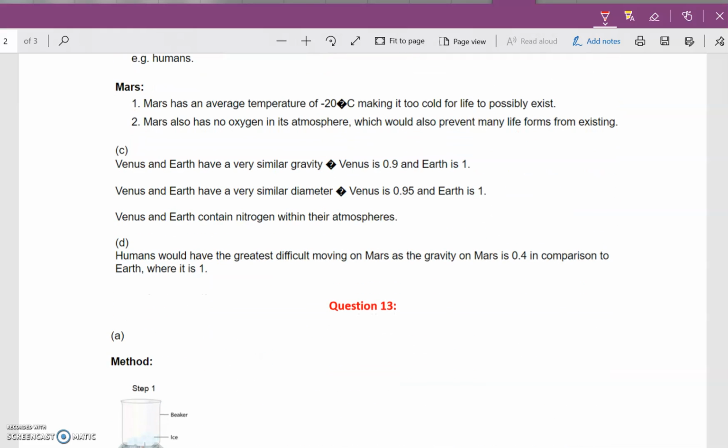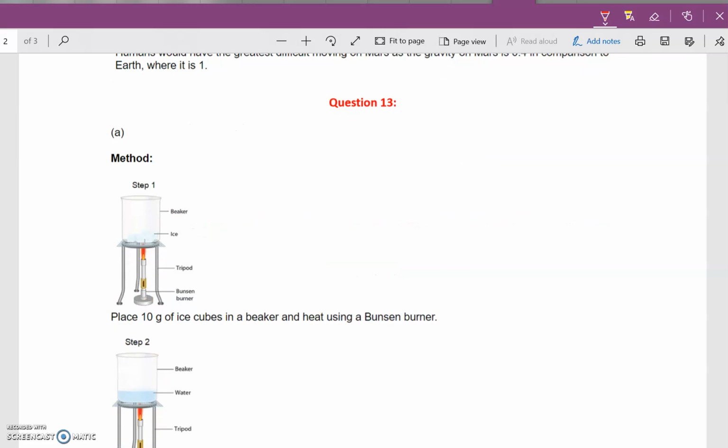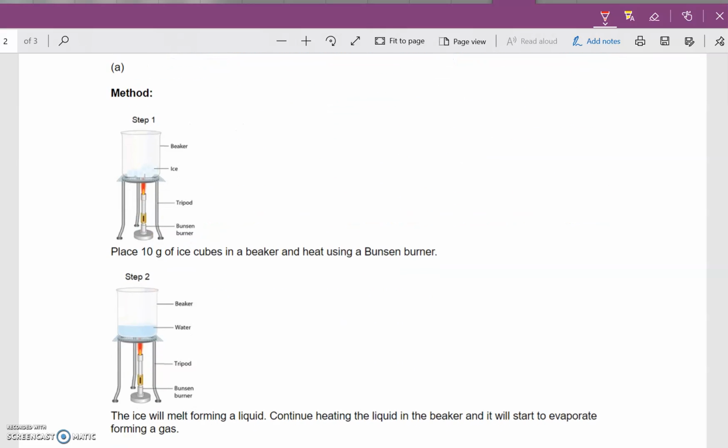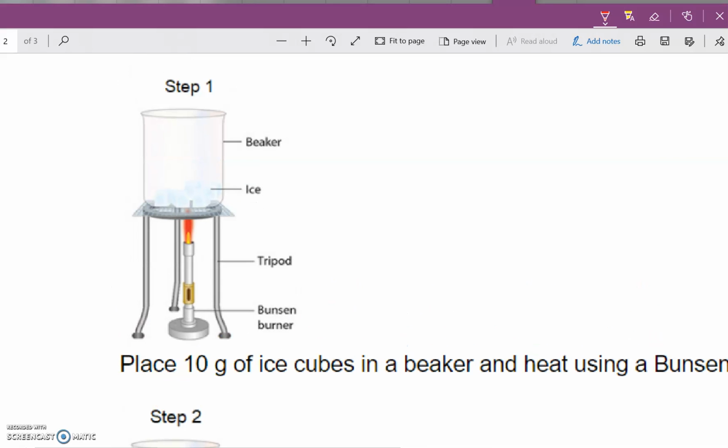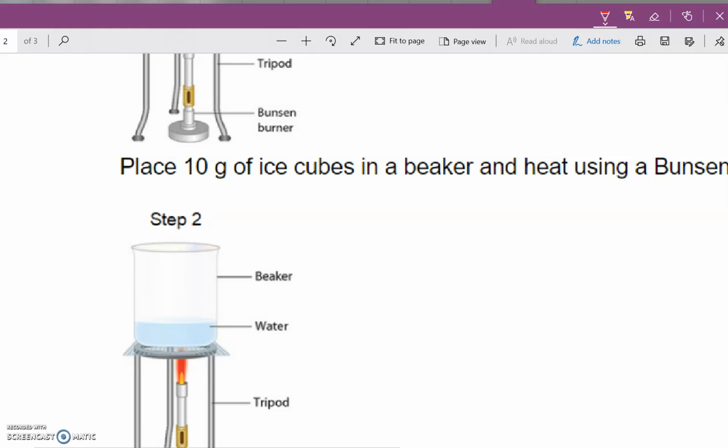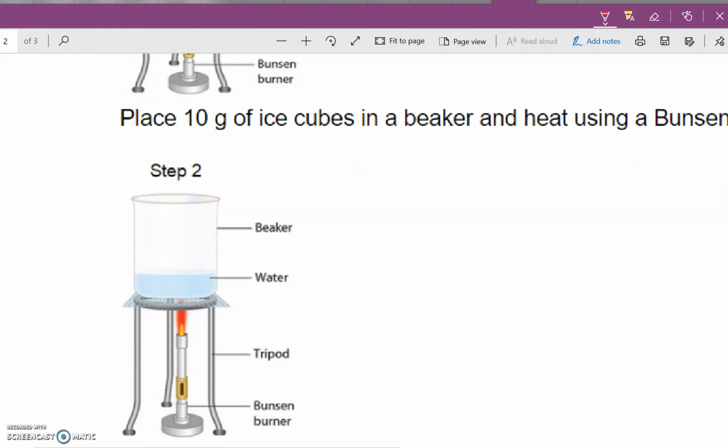Question 13 then, they're asking to show the changes of state. So with 10 grams of ice, get your mass balance, get 10 grams of your ice, put it into a beaker, put a Bunsen burner underneath. Make sure all these diagrams are labelled. And all you're doing then is heating it. The ice will turn into liquid water, which is showing melting. So that's the one change of state.